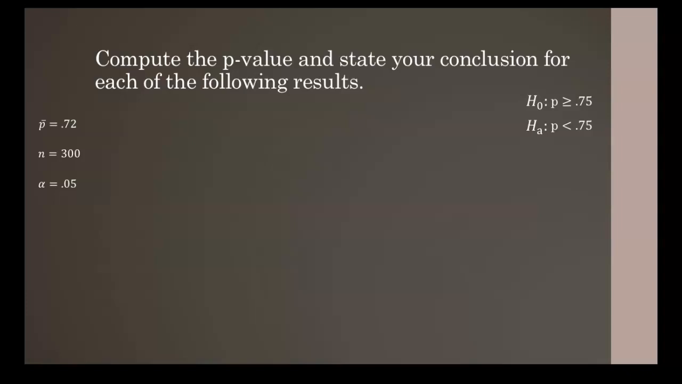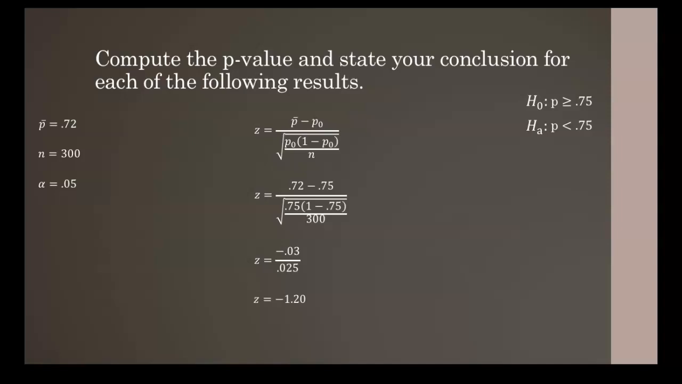Now we're going to change it up a bit and say our p bar is 0.72. We're still going to use this same z-score formula. The only piece that's going to change from the first time that we use this is our p bar. So we plug in 0.72 minus 0.75 over the square root of 0.75 times 1 minus 0.75 divided by 300. That simplifies down into negative 0.03 over 0.025, and you get a test statistic of negative 1.20.